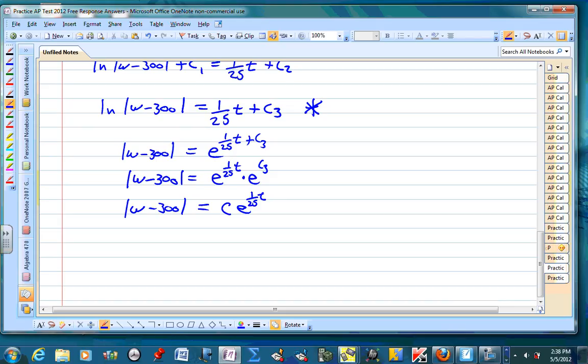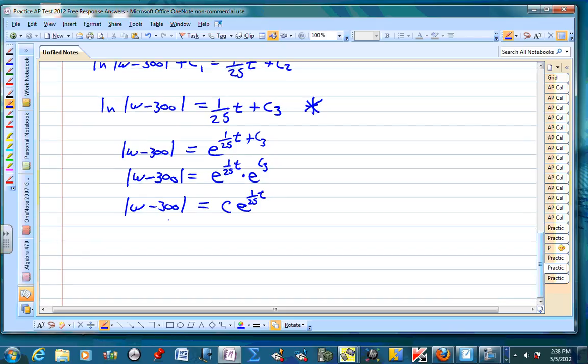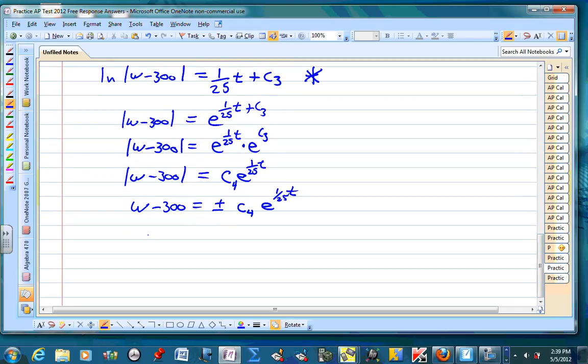All right, and now let's get to work getting rid of the absolute value bars. We know we'll get w minus 300 equals plus or minus this fourth constant times e to the 1/25 times t. Plus or minus an arbitrary constant is an arbitrary constant. So w will equal c times e to the 1/25 times t plus 300.